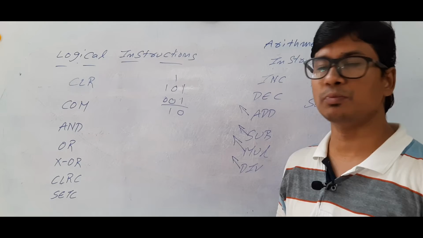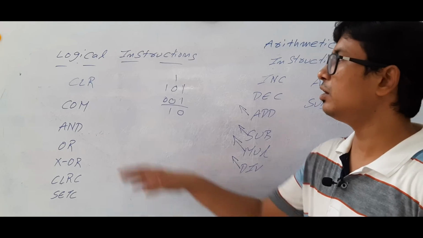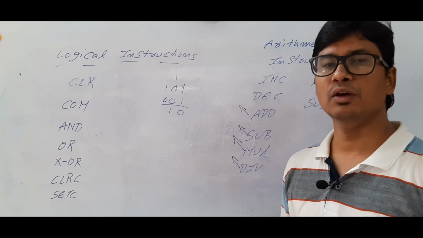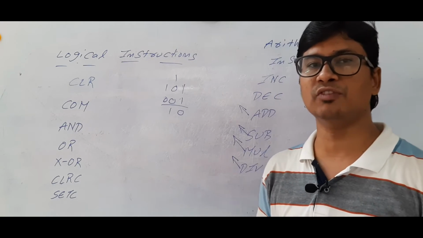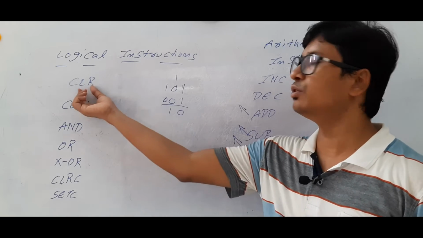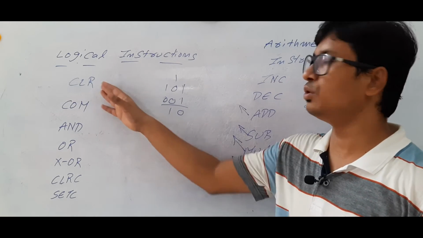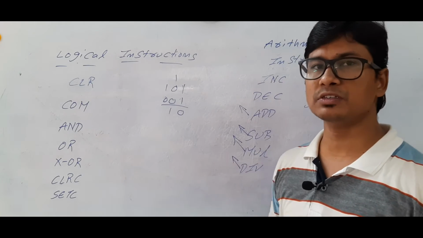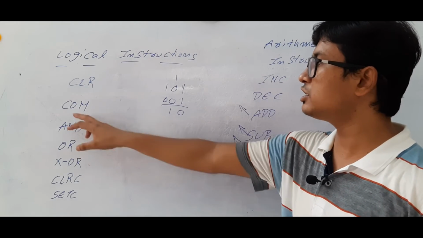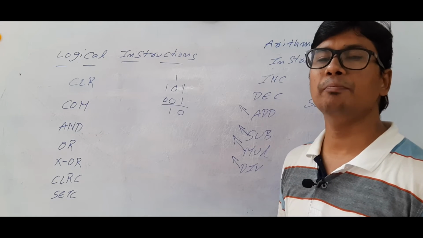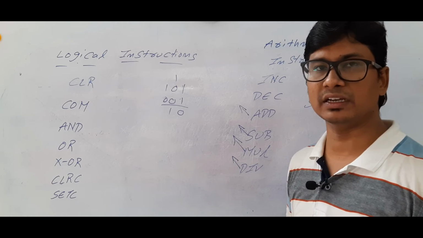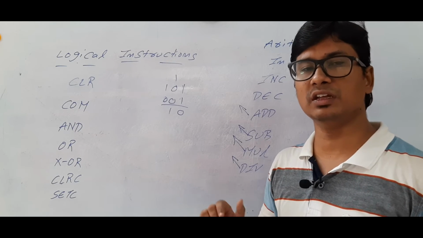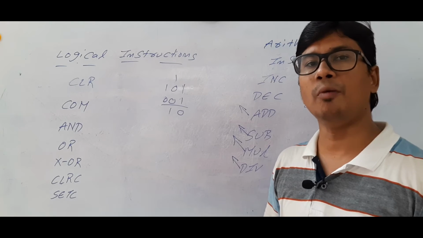Now we will discuss the logical instructions. In logical instructions, we have CLR, which represents clear. Whenever you want to clear any content from any register or anywhere, you will give the CLR. So whatever the content is there, it will become 0. That is the purpose of the clear instruction. And COM is useful for us to perform the complement of any content. Suppose if I write COM R1, whatever value is there in the register R1 will be complemented.